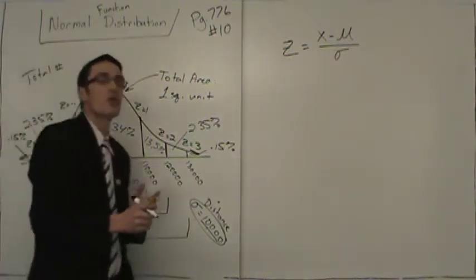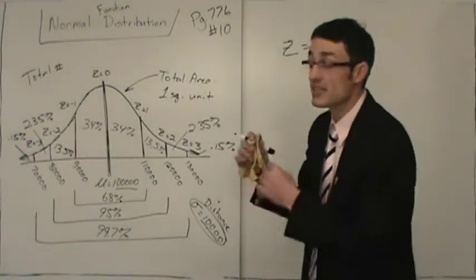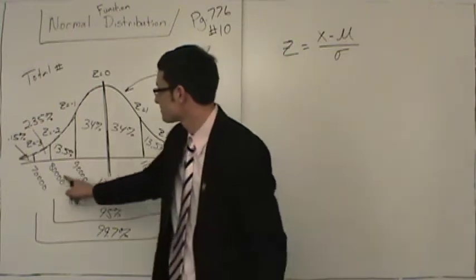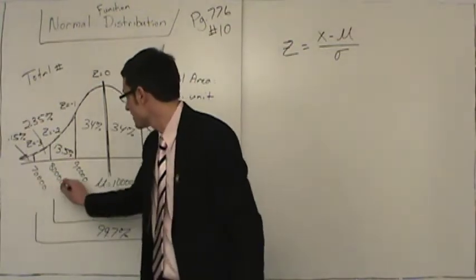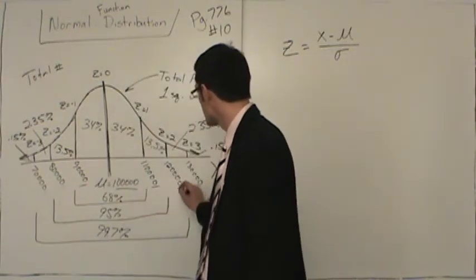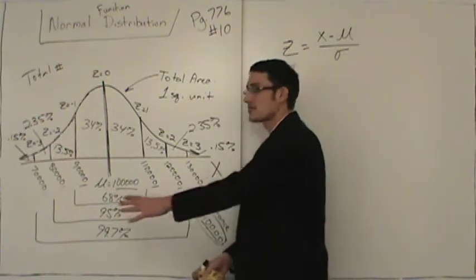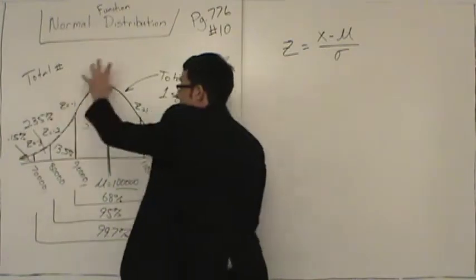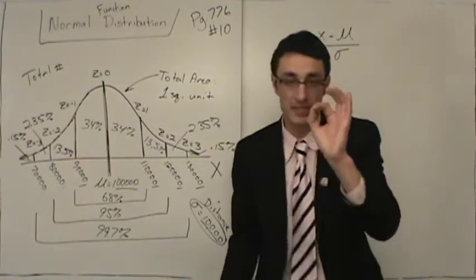Okay, so quick recap. Guys, what is the z-score for x value? Remember, on the bottom are your x values: 70,000, 80,000, 90,000, 110, 120, 130. The x values change problem to problem. And the z-scores up top never change. Never change. And that's going to be the key today.